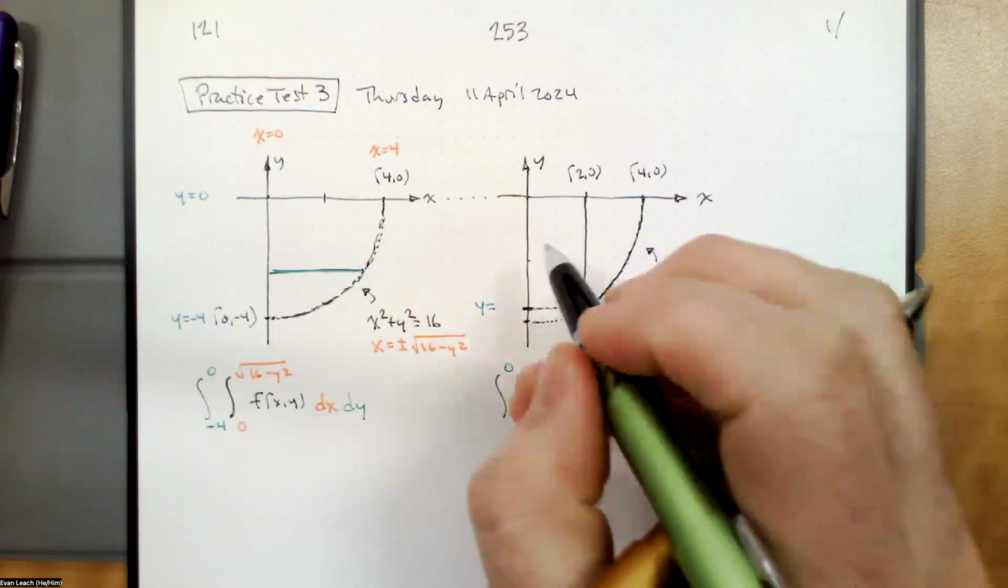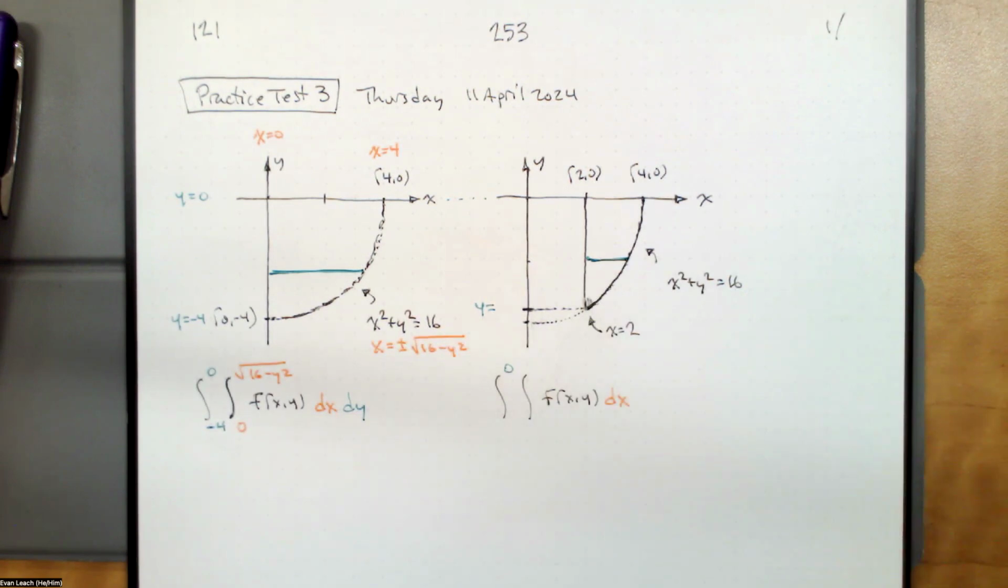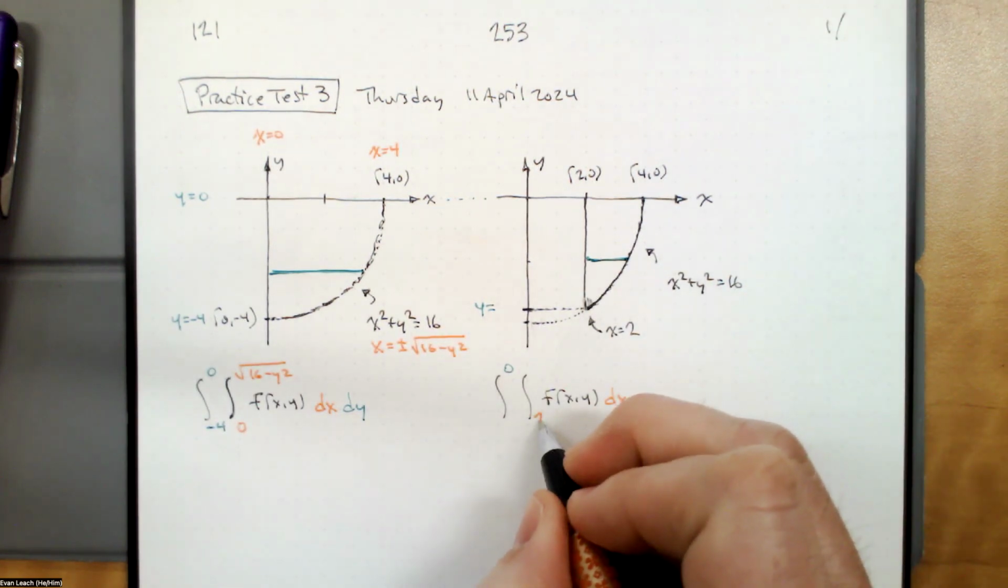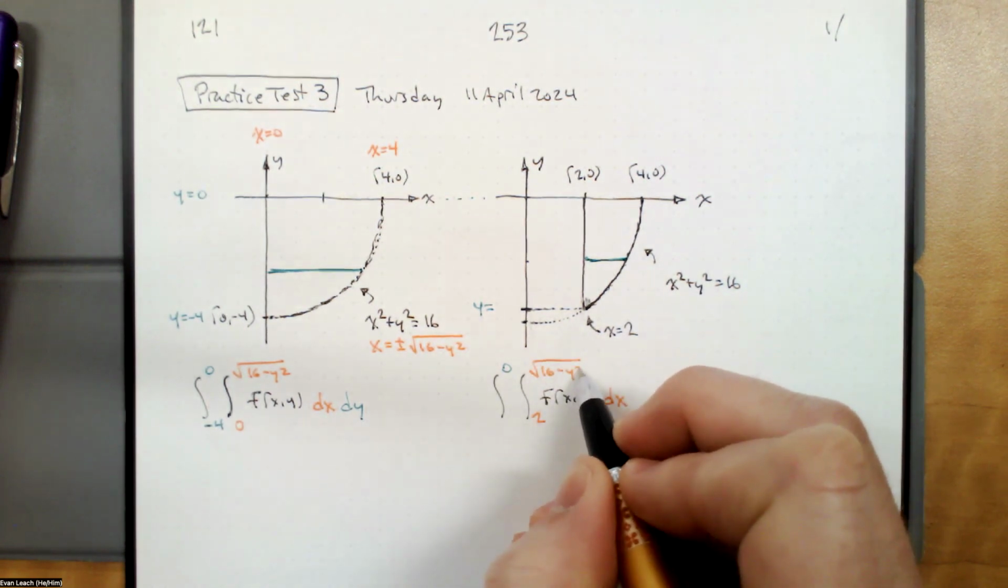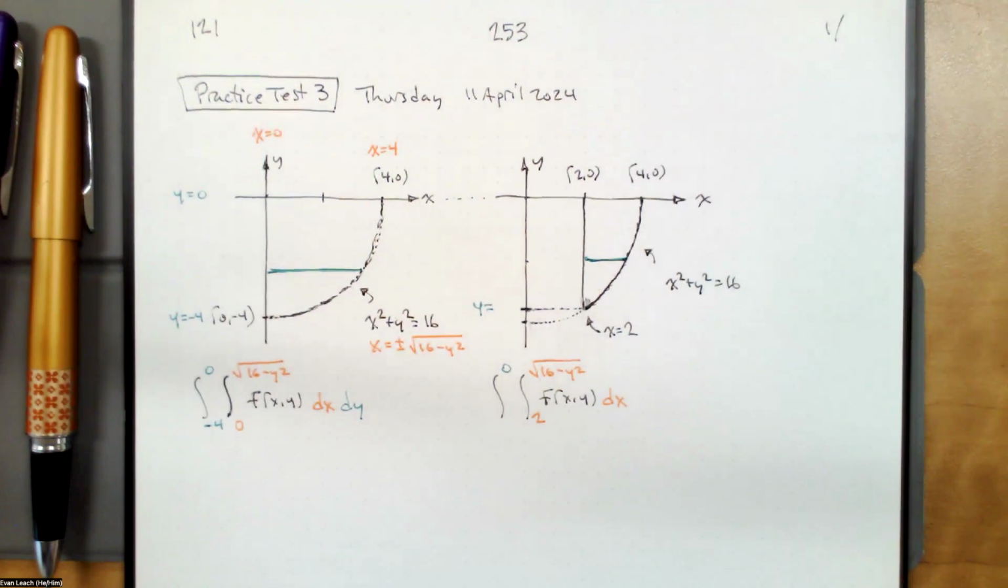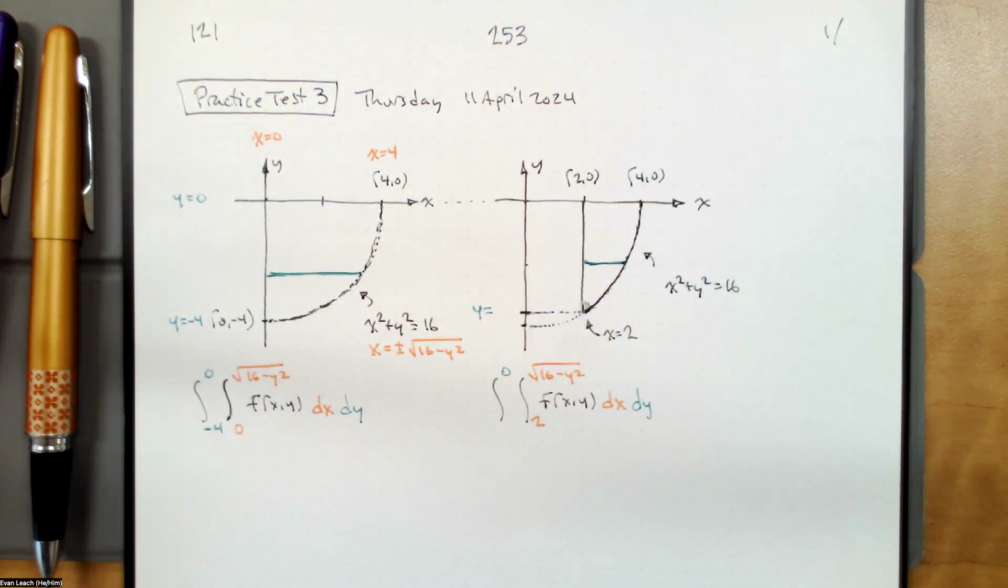For those typical y values, x will start off at 2 and end at the circle. To describe the circle with an x, square root of 16 minus y squared, or as a function of y, as an x equals. But notice that I don't want to integrate this all the way from negative 4. I want to start my y down at that lowest y value, which happens when x is equal to 2.